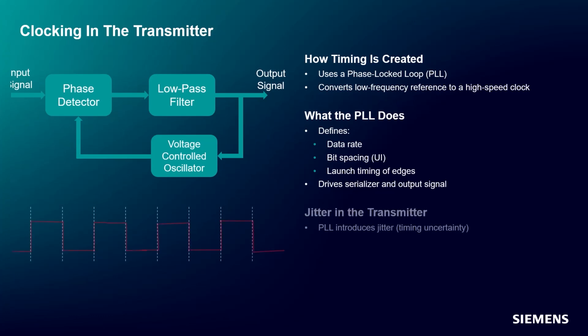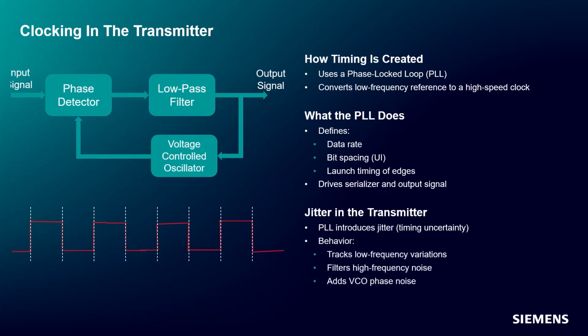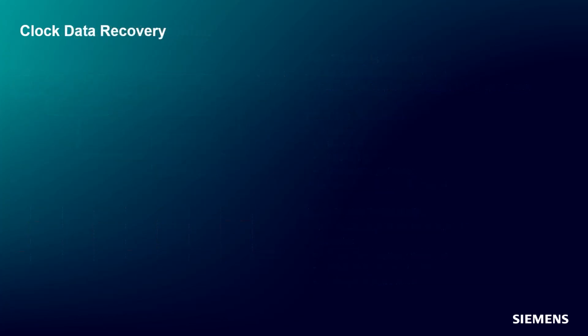However, no clock is perfect. Real PLLs introduce jitter, which is small variations in the timing of edges. From a system perspective, the PLL acts as a jitter filter. It tracks low frequency variations from the reference. It filters high frequency noise, but it can also introduce its own VCO phase noise. We'll discuss jitter more in the next video. So the PLL directly impacts how much timing uncertainty is present in the transmitted signal.